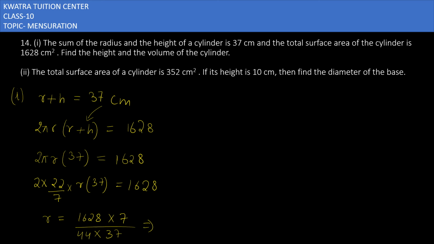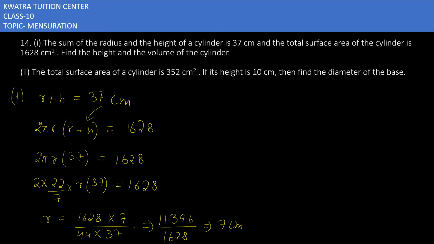Now just reduce the value. Values को अब हमें reduce करना है यहाँ पे. You have 1628 into 7. So it is 11396 divided by 44 into 37. So just divide these two values and you will get your answer for it. It is 7 centimeter.